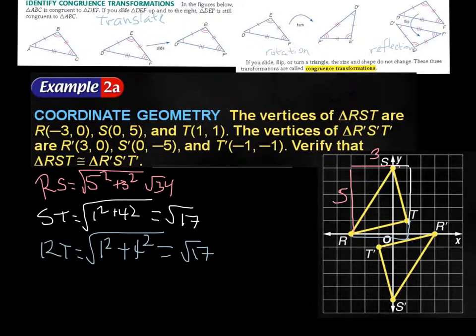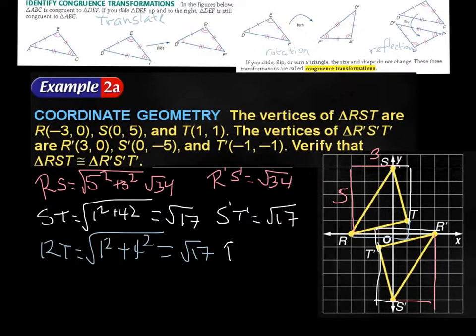All right, let's look at R prime S prime. If I count squares, I get 5 and 3. So that's going to be square root of 34 again. S prime T prime, 4 and 1. So that's square root of 17 also. And R prime T prime, 4 and 1.